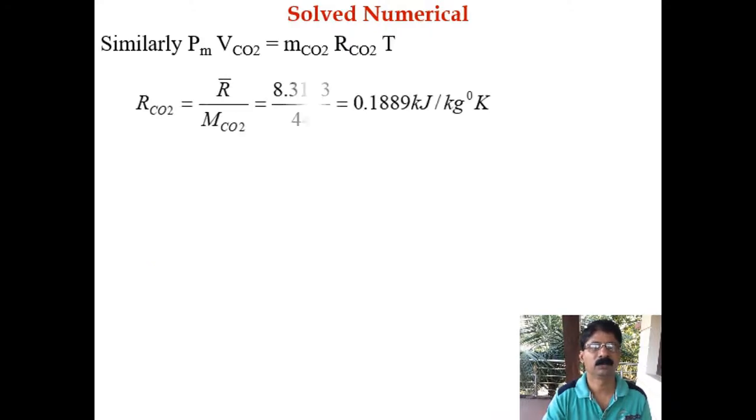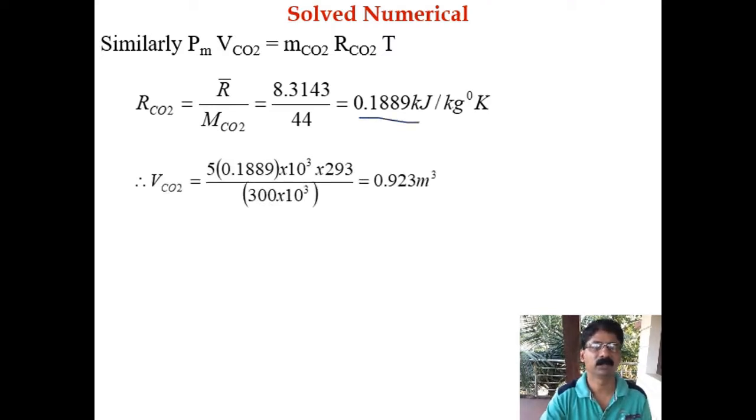Similarly, using this equation, you can find RCO2 first as 0.1889 kilojoules per kg per Kelvin, then the volume of CO2 as 0.923 meter cube. So this is for CO2.